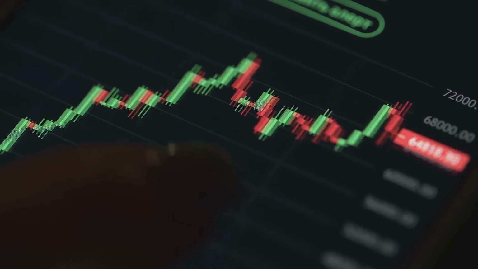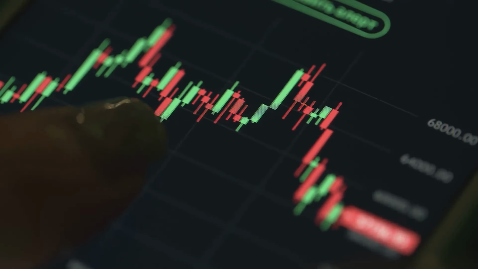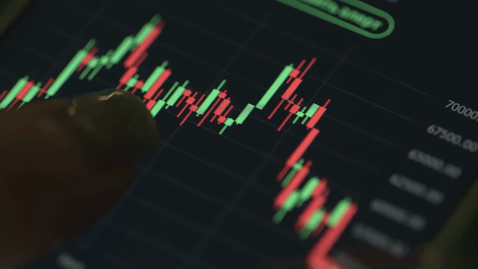We'll skip the complicated stuff and focus on the basics every trader uses. By the end, you'll see more than just random lines. You'll see the story the market is telling. Ready to decode the squiggles? Let's get started. Next, let's break down what technical analysis really means.